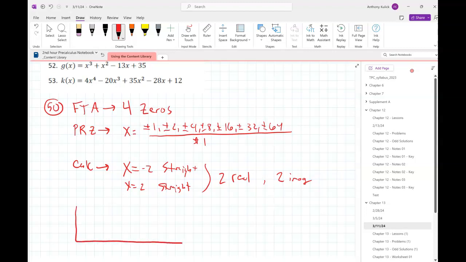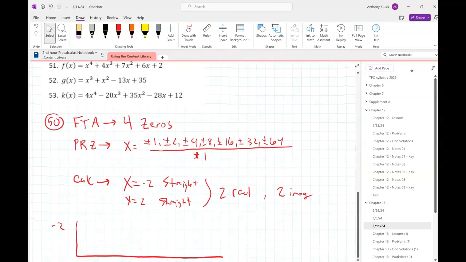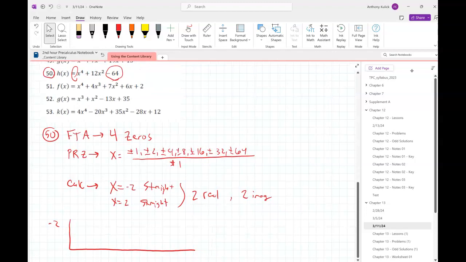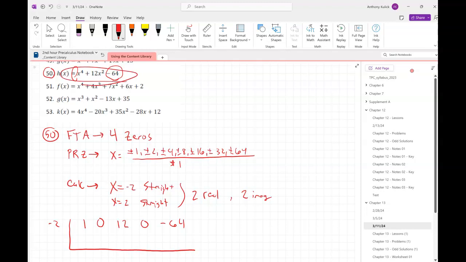So I'm going to start my synthetic division. I'm going to start with negative 2. What are the numbers that are going to go inside my synthetic division piece? This is probably where we made our mistake. Yeah, what are the zeros for? There's no x cubed, and there's no x. We're looking at the coefficients there.